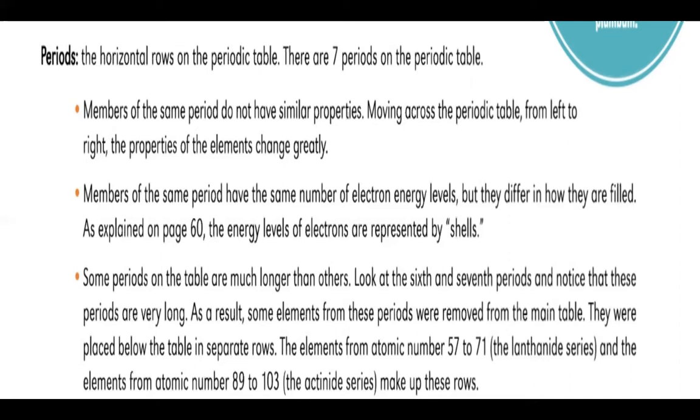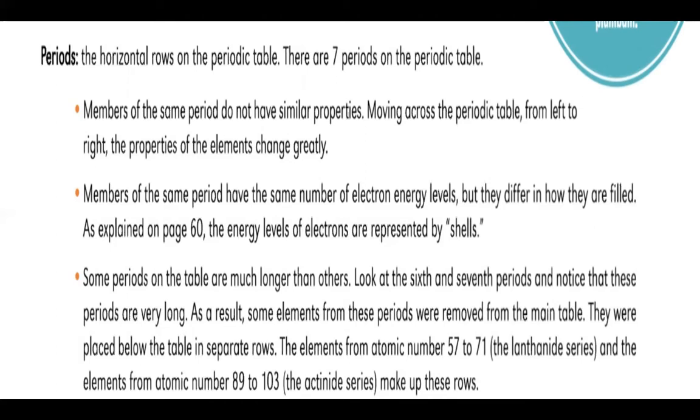Now, members of the same period have the same number of electron energy levels, but they differ in how they're filled. So, electron energy levels are basically this thing where you have the nucleus of the atom, and you have shells, or energy levels, where electrons can be floating around near the nucleus, right? And so all of the atoms in the same period have the same amount of shells, but how many electrons are actually in the shells is incredibly different.